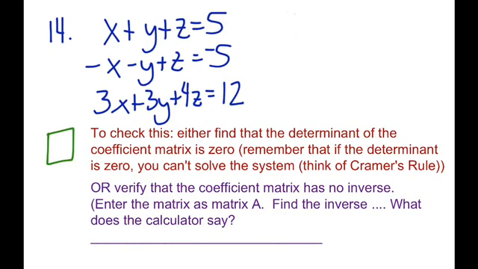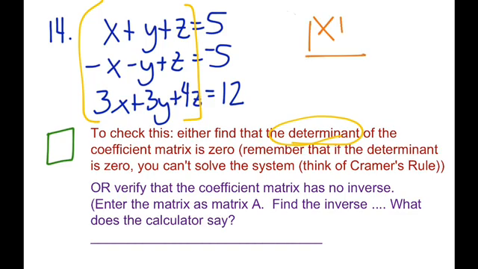Now, how do you check something like this? Because we do need to check when you get something like this. You can verify one of two ways. You can either find that the determinant of the coefficient matrix is equal to 0. Remember, with Cramer's rule, if the determinant of your coefficient matrix was 0, then when finding x, you would do the determinant of the x matrix divided by 0, and that's undefined, so you could not solve that system of equations. So that's one way that you can verify this.